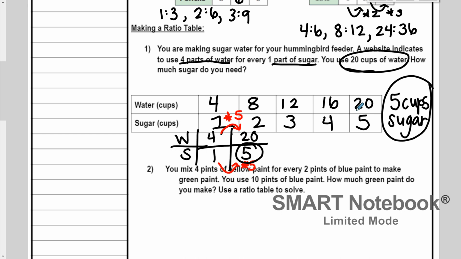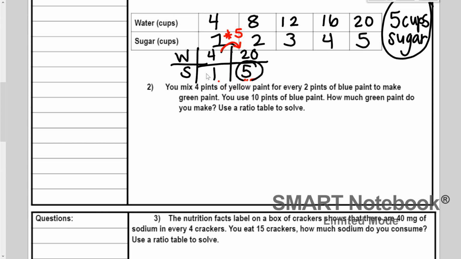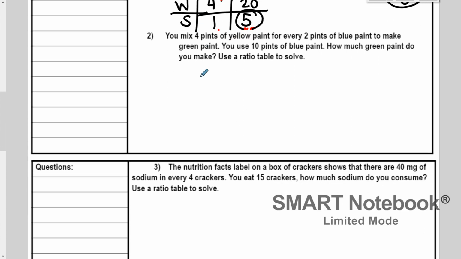On a quiz or test, you would be able to do this either way, whichever way you prefer, if you want to build the table or if you'd want to go straight there. Okay. I'm going to just erase this so that we can see. So let's do another one.